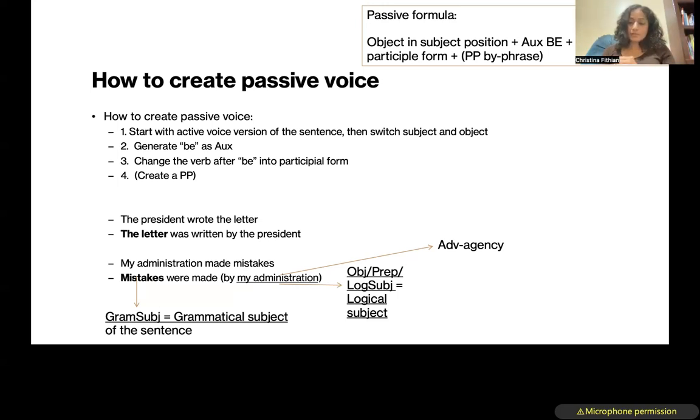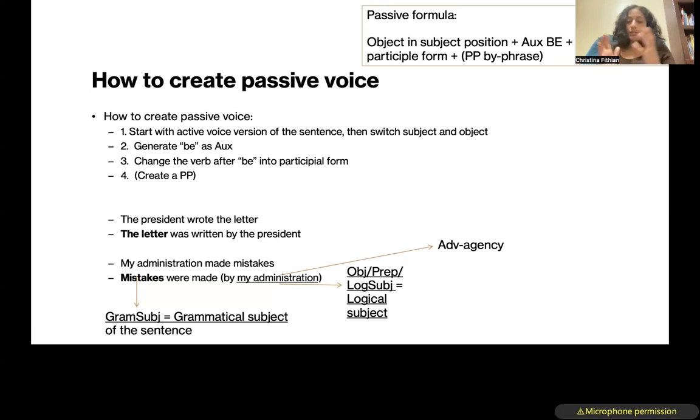So if you see a passive sentence, instead of writing NP colon subject, you're going to write NP colon gram subj, grammatical subject. And we'll see some examples of this in class. Now, if you see a passive by phrase, by my administration, for example, you're going to label my administration, or whatever comes after the preposition by, as the object of the preposition, and then you're going to add a new label, logical subject, which we're going to abbreviate as log subj, L-O-G-S-U-B-J.